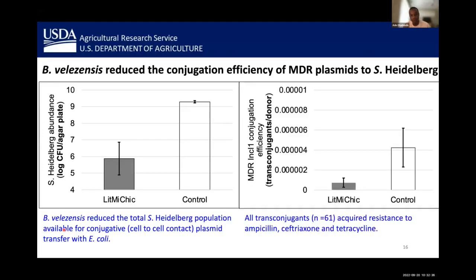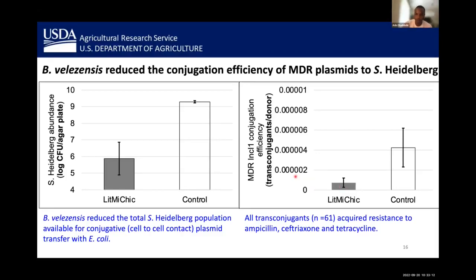Then when we start looking at the conjugation efficiency of these IncI plasmids, when we look at it for Lick My Chick, what we observe is that for every million E. coli donor cells, less than one cell of S. Abaetetuba will likely acquire multi-drug resistance. However, for the control, we start seeing about 47 Salmonella Abaetetuba that are going to acquire resistance when you have a million E. coli donor cells. So this shows us that this B. velezensis does have the capability to reduce conjugation efficiency.